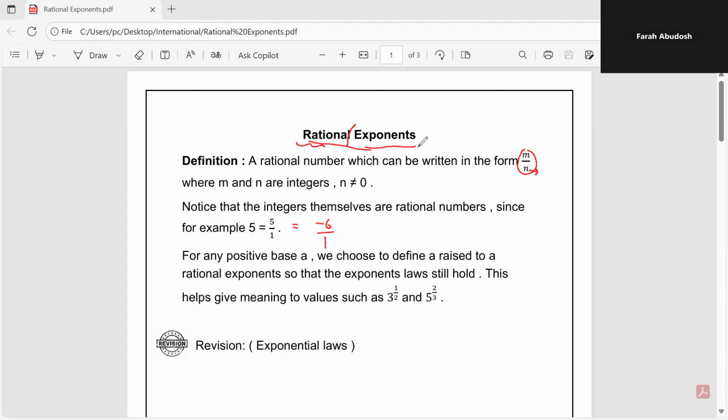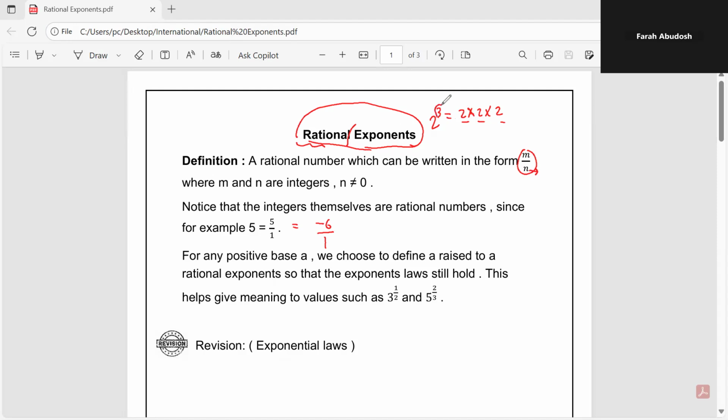What about exponents? By exponents, we mean a number to the power. For example, 2 to the power 3, which we took before, means 2 times 2 times 2. So we repeat 2 three times and multiply them by each other. Today our topic is about rational exponents.